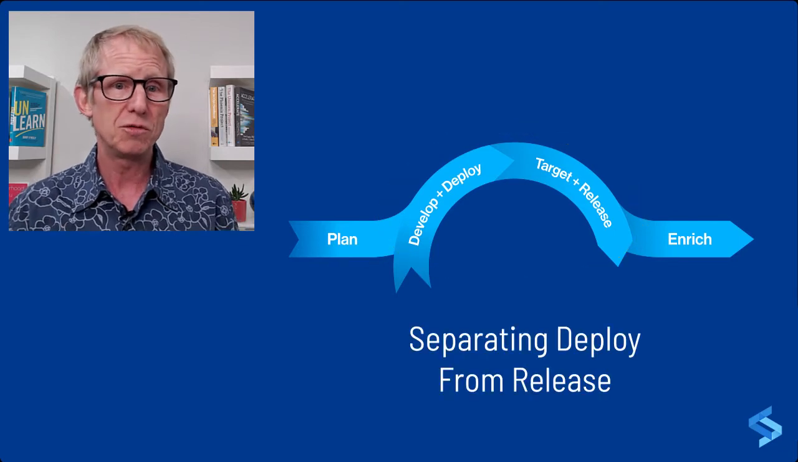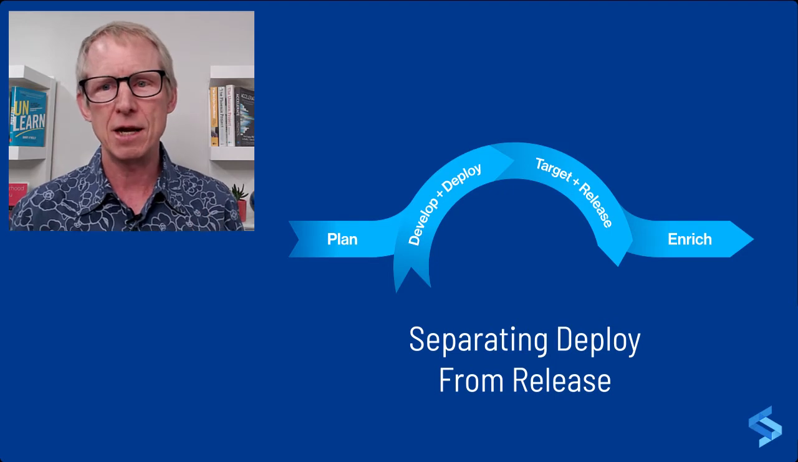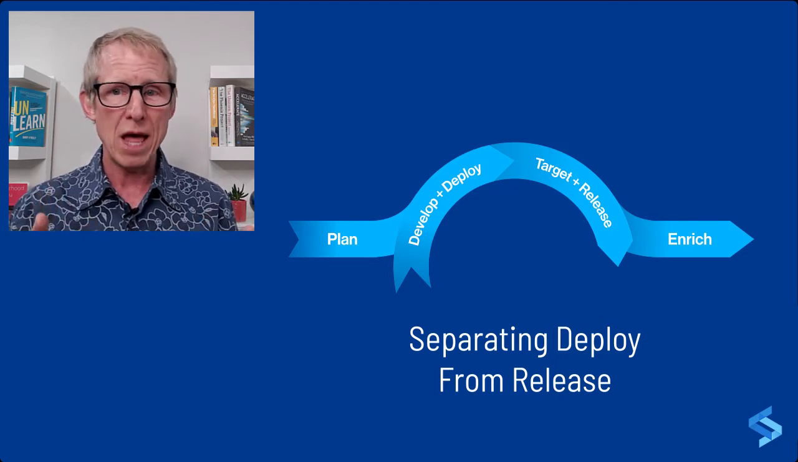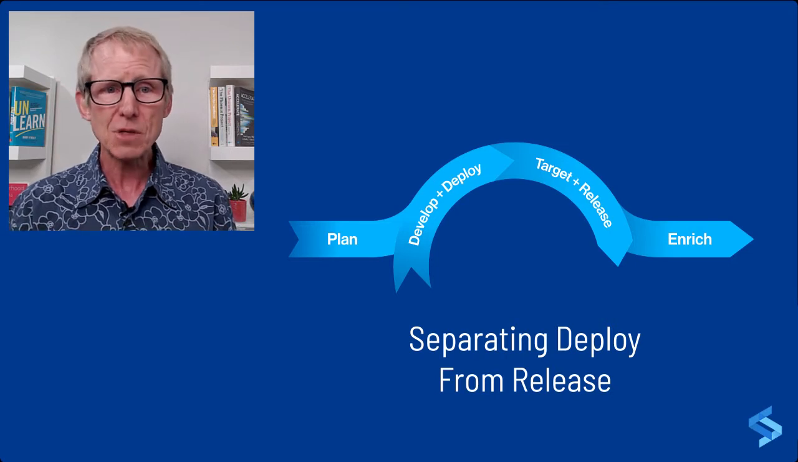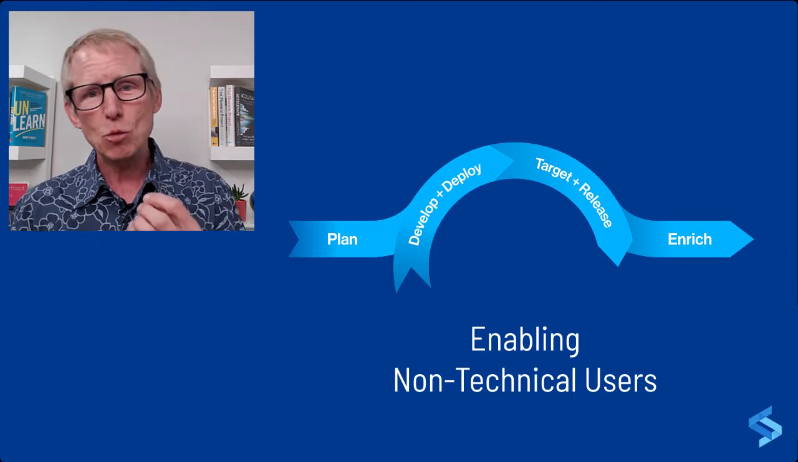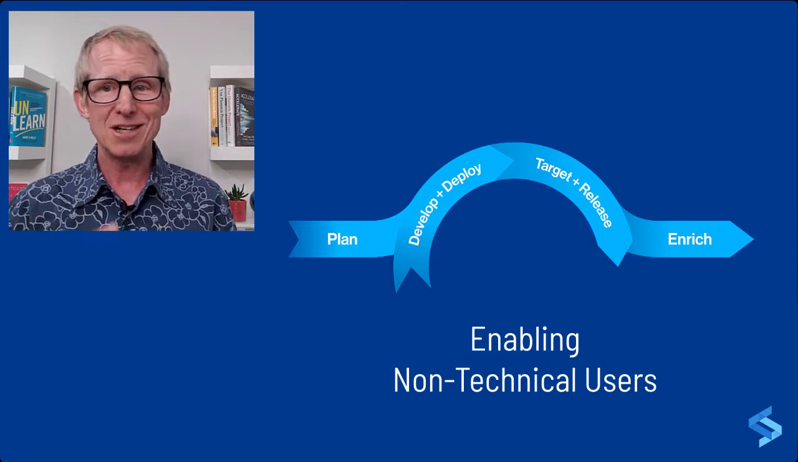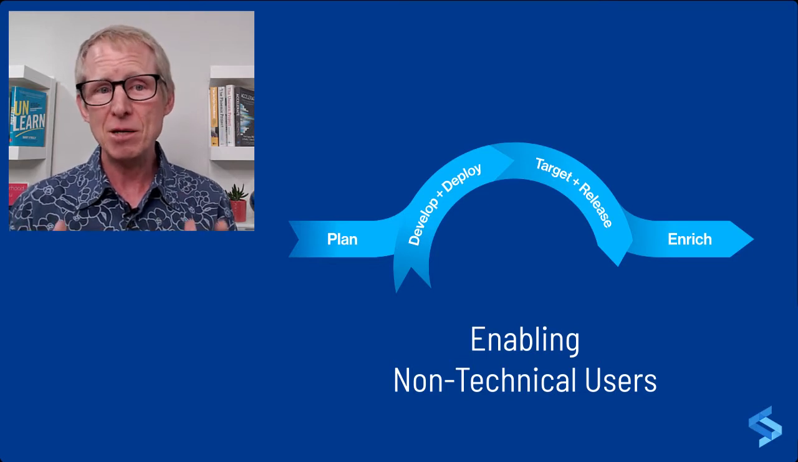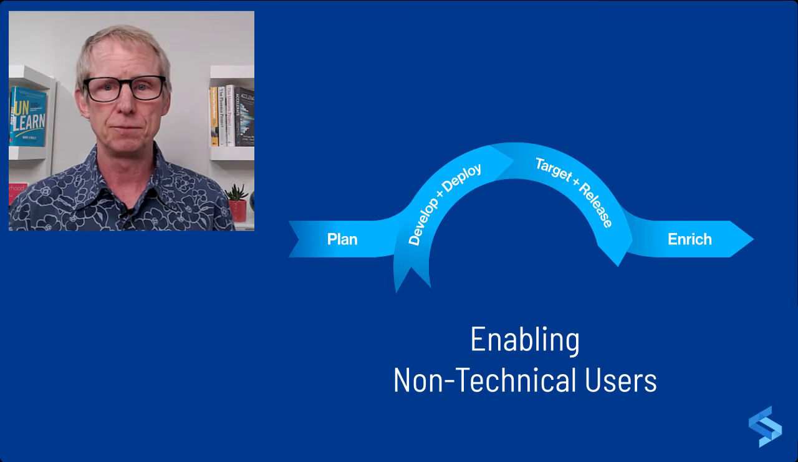First, there's this issue of separating deploy from release. Split allows your teams to deploy at any time while precisely controlling when, which, and how many users are exposed to each code change. Second, enabling non-technical users, or you might say the rest of the team. Split's web console and integrations with issue tracking systems allow business users to dynamically change flag behavior in production without relying on engineers to make code or configuration changes.